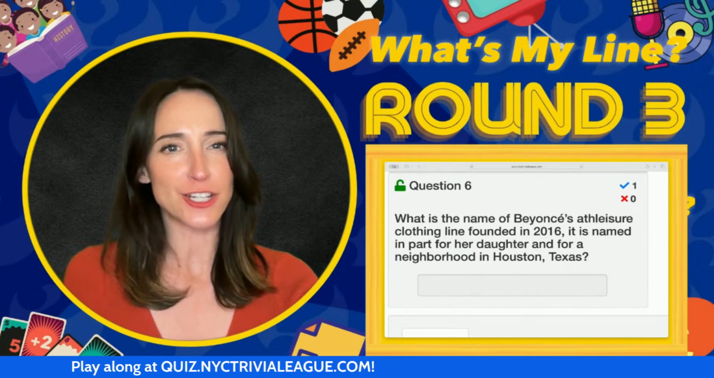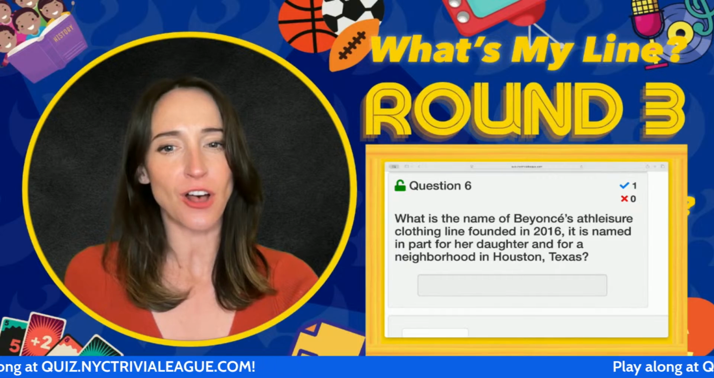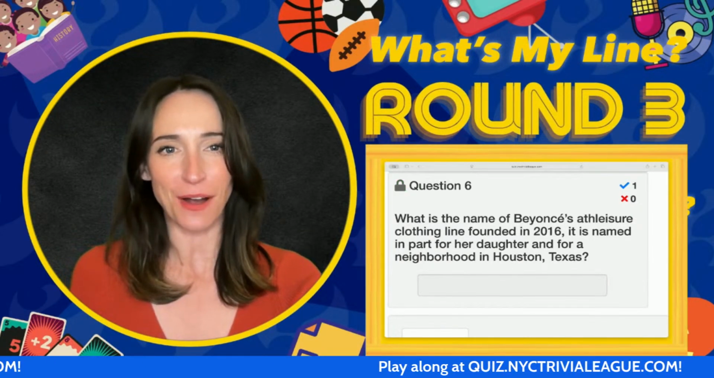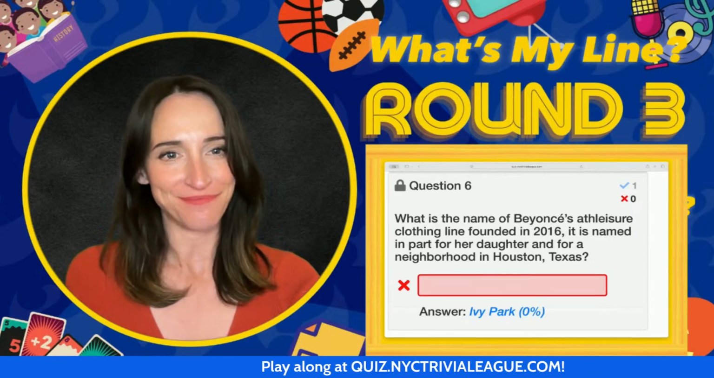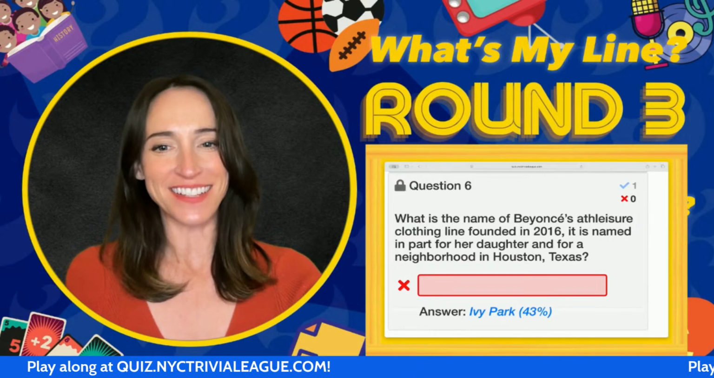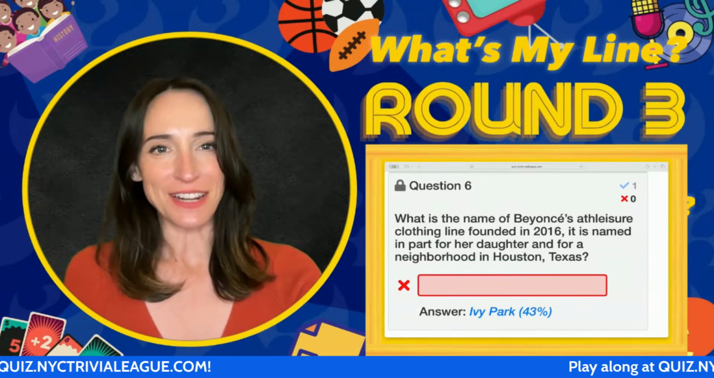Beyonce's athleisure clothing line is called Ivy Park. Ivy Park. How'd you do? 43% got that one right. Well done. Question number 7.